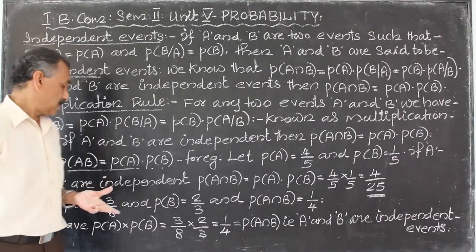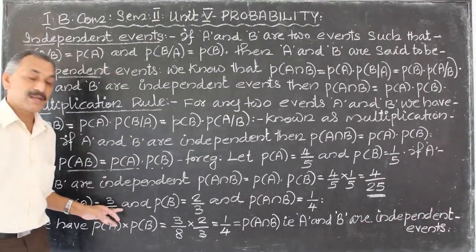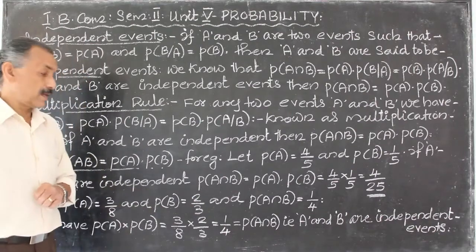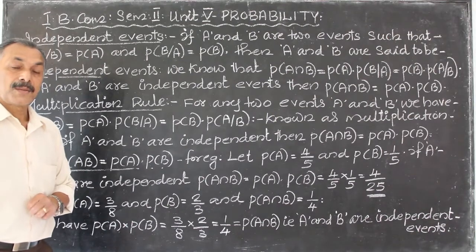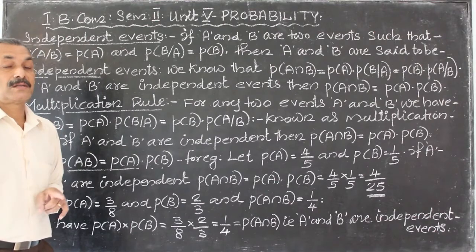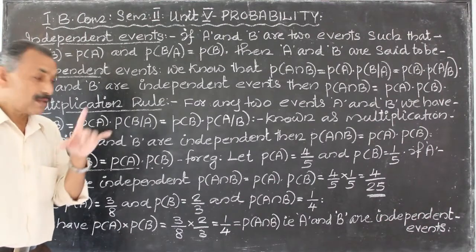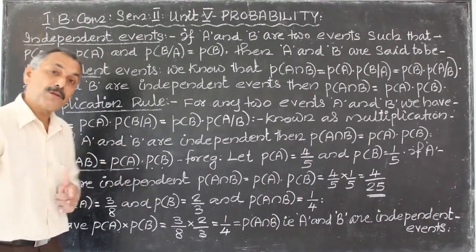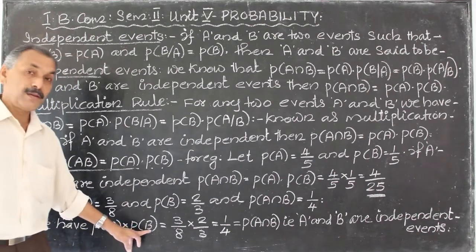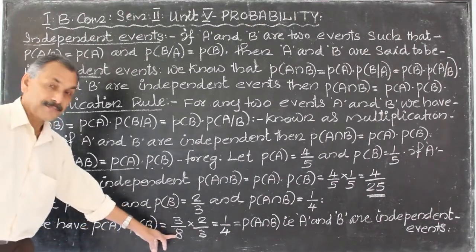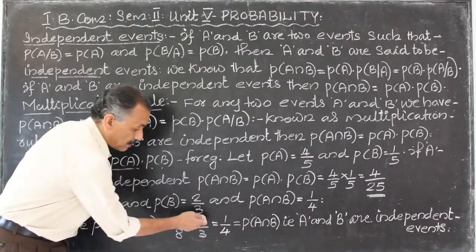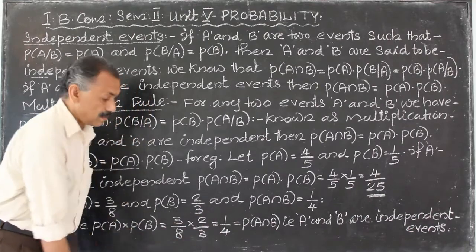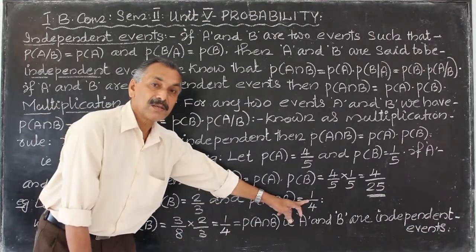Second, conversely, P of A is equal to 3 by 8 and P of B is equal to 2 by 3 and P of A intersection B is equal to 1 by 4. Let's look at whether A and B are independent or not. To examine whether A and B are independent, find P of A into P of B. What is P of A into P of B? P of A is 3 by 8 into probability of B 2 by 3. Then 3 cancels, 2 by 8 is equal to 1 by 4. 1 by 4 is the probability of A intersection B.